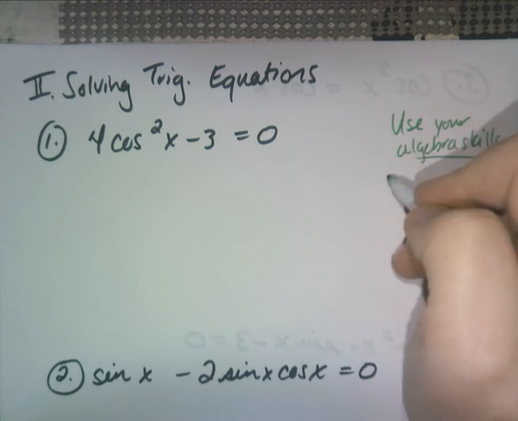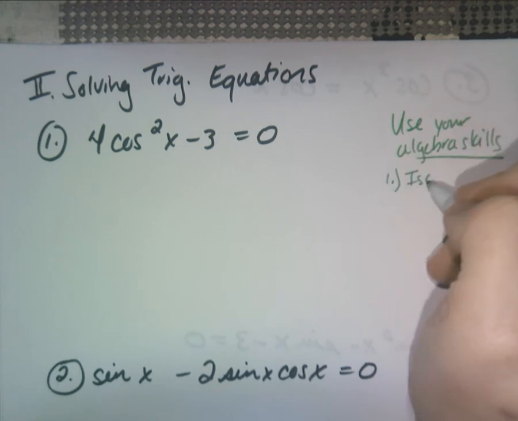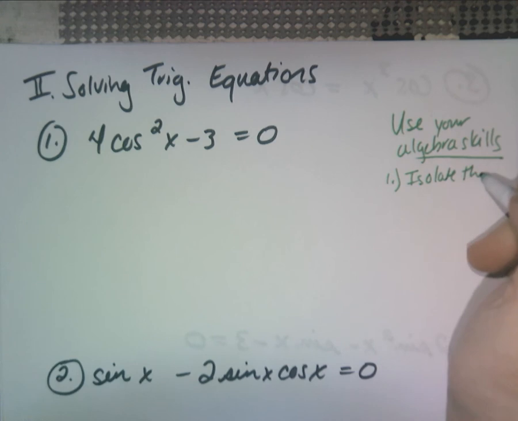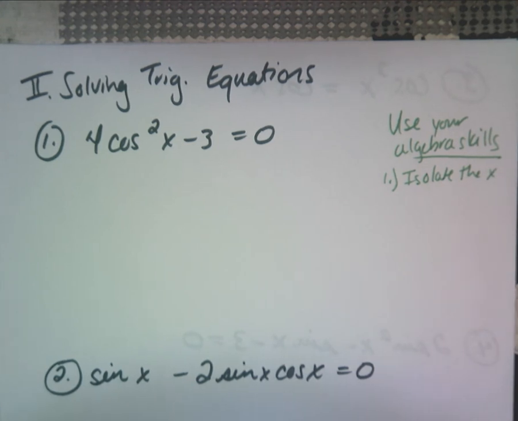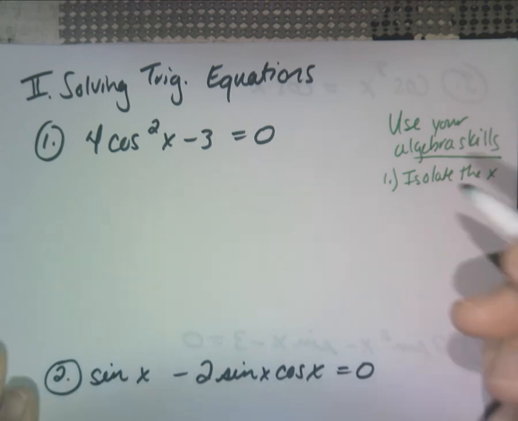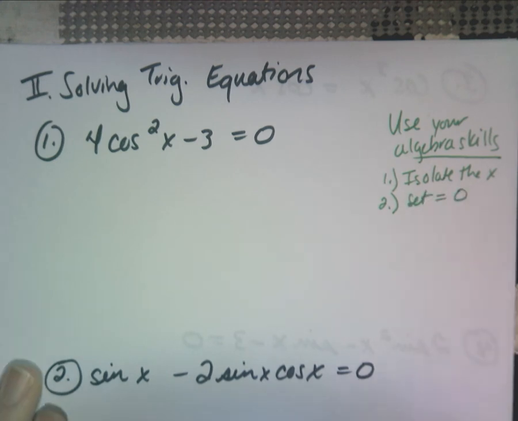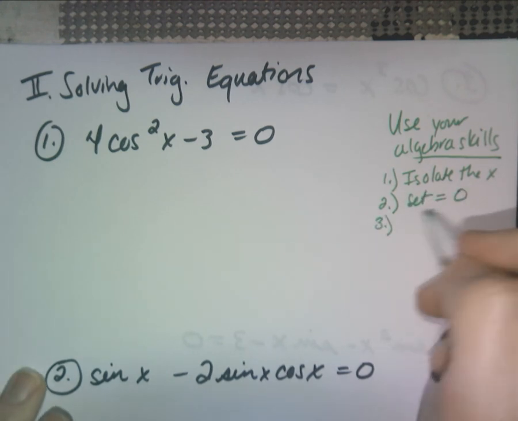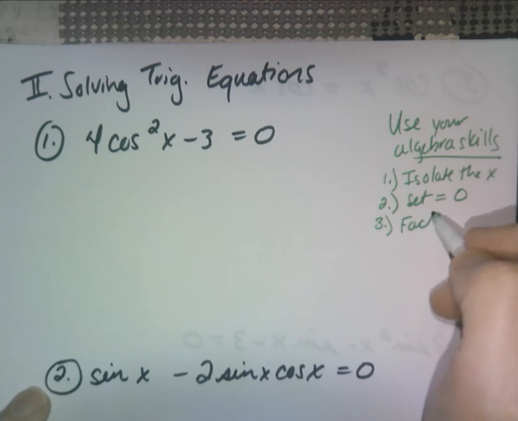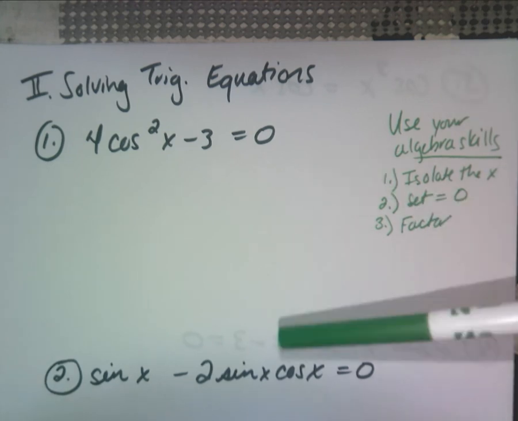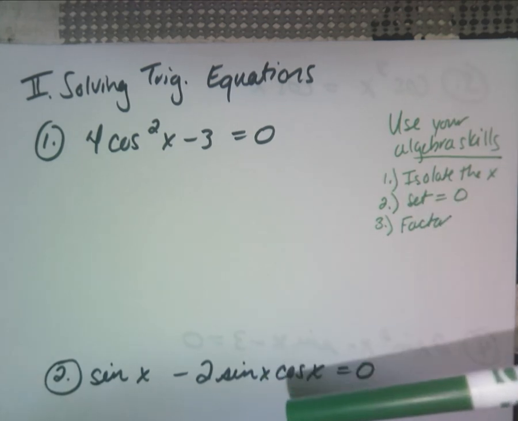And by that, I mean the following. Sometimes it's as easy as isolating the x. Isolate your x variable. You've done that since 8th grade when you were in Algebra 1, okay? Sometimes you might have to set it equal to 0. And then after you set it equal to 0, you might have to factor, because you can factor these. I'll show you momentarily how we factor.